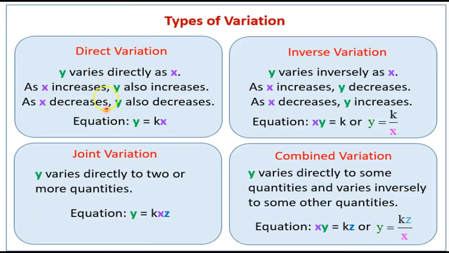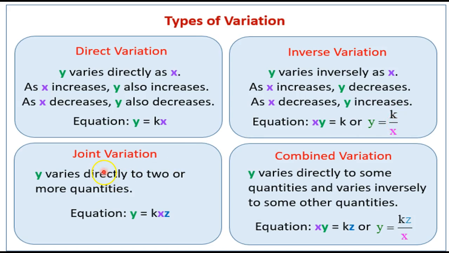Again, the four types of variations. When it is direct, x and y go in the same direction. As x increases, y increases too. If one decreases, the other decreases. And the equation is y varies with x, which means y equals constant k times x. If it varies inversely, it's going to be y equals 1 over x times k, which is k over x.